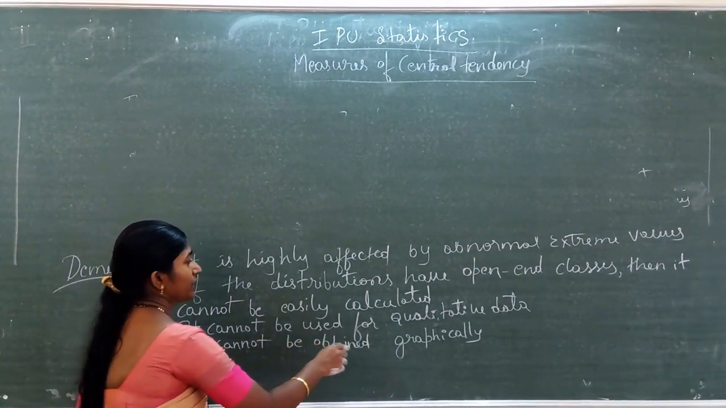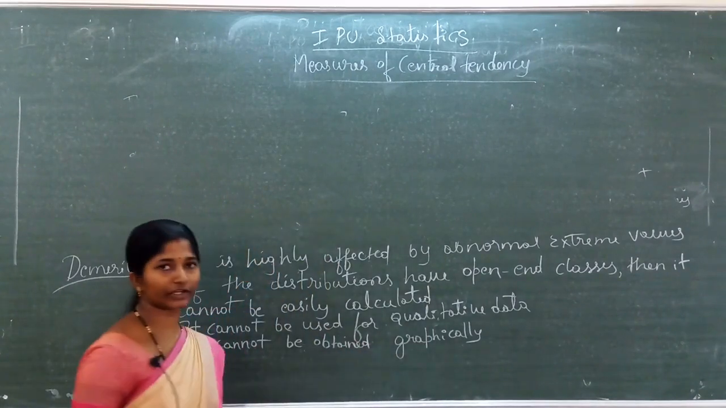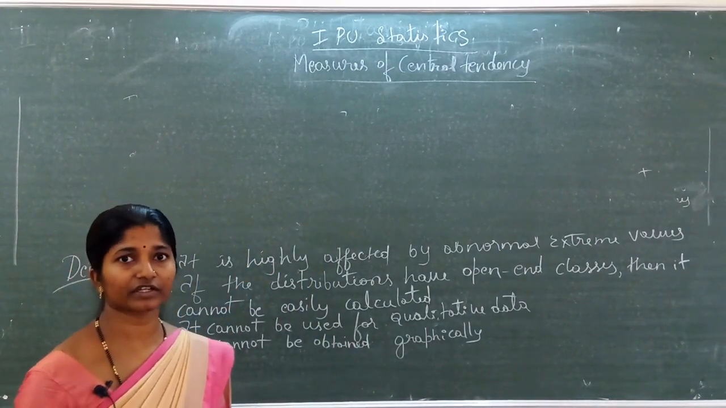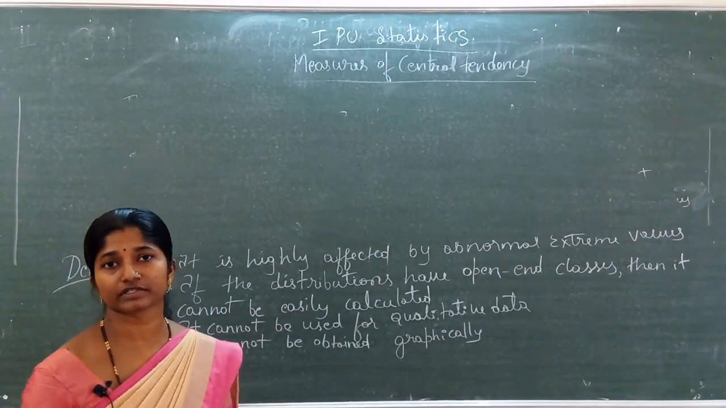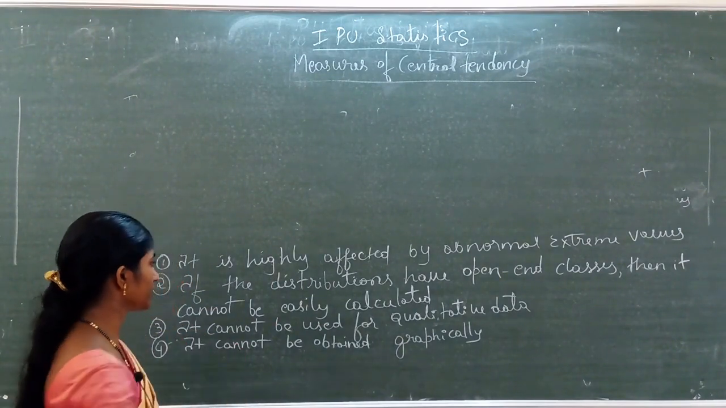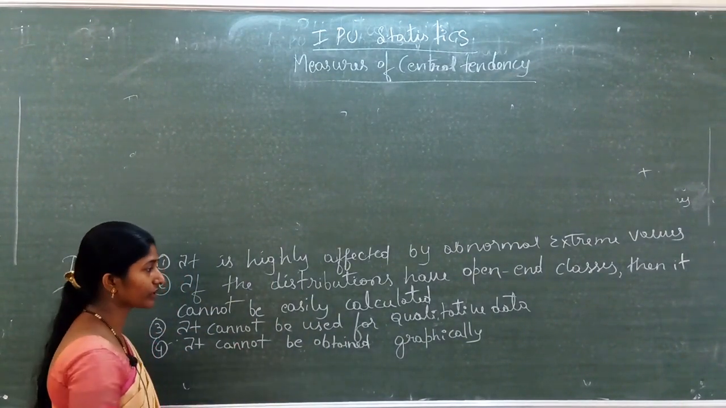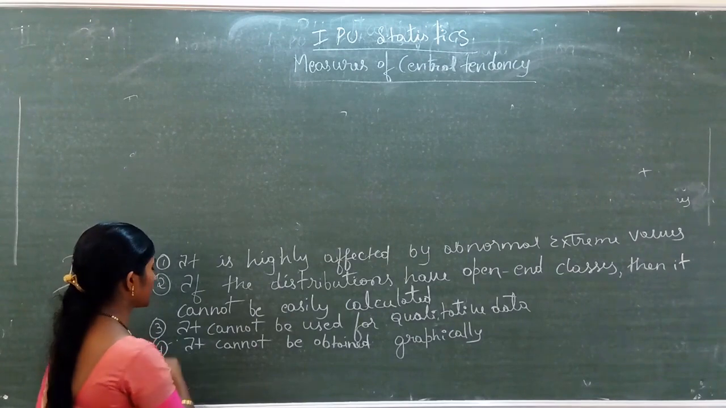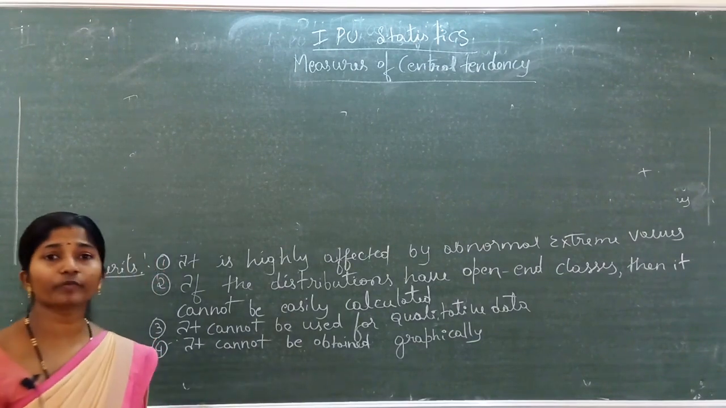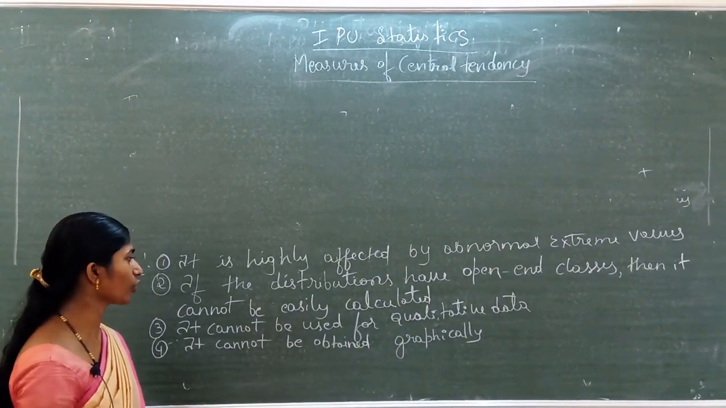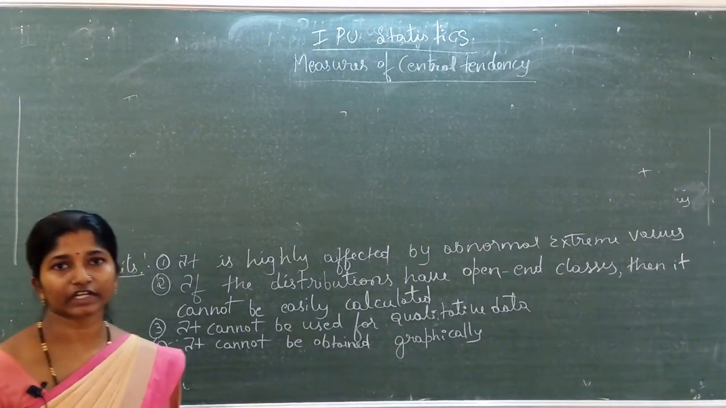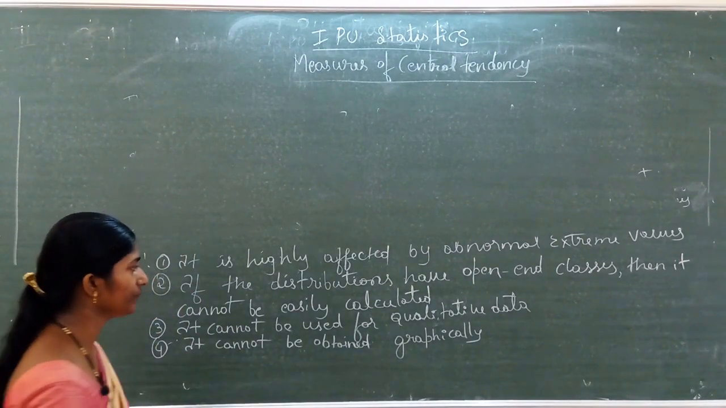This arithmetic mean we cannot use for qualitative data. They are given options, nominal and ordinal. But for the qualitative we cannot calculate the arithmetic mean. Next, another one is given, that it cannot be obtained graphically.